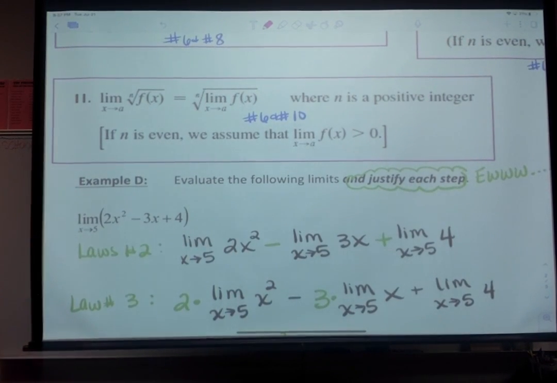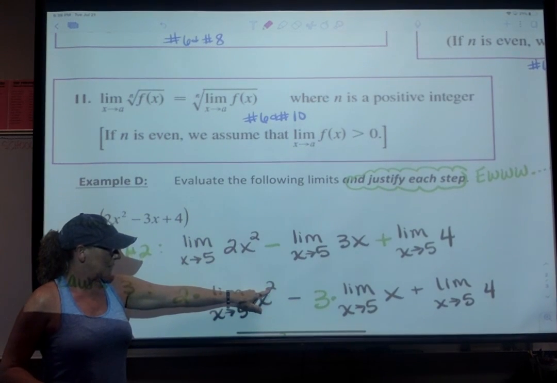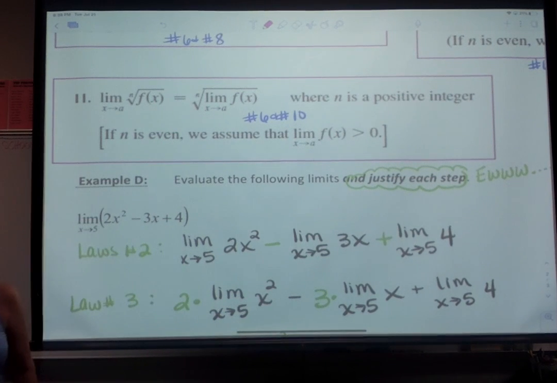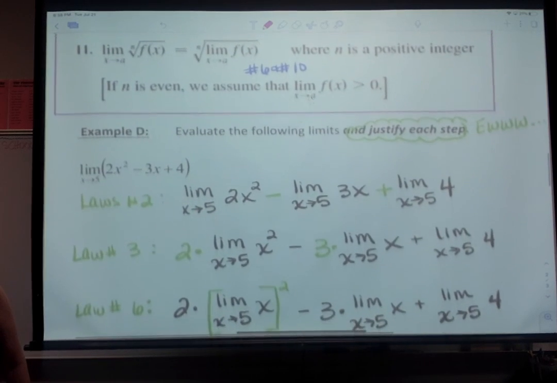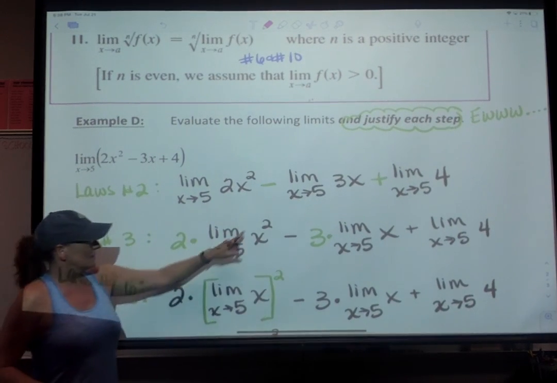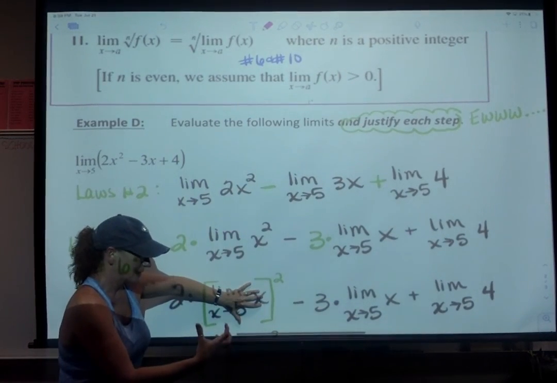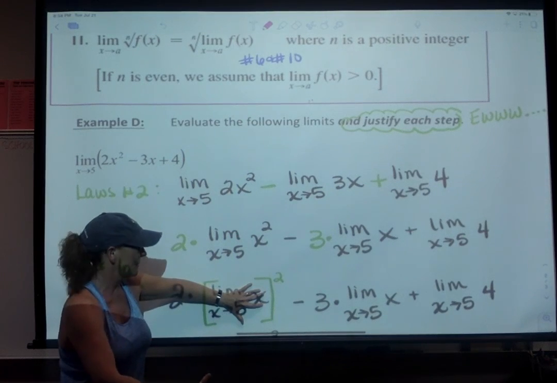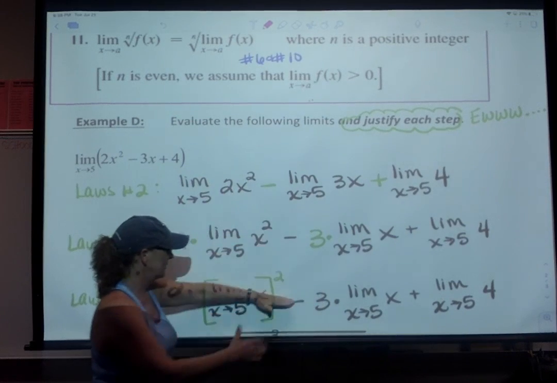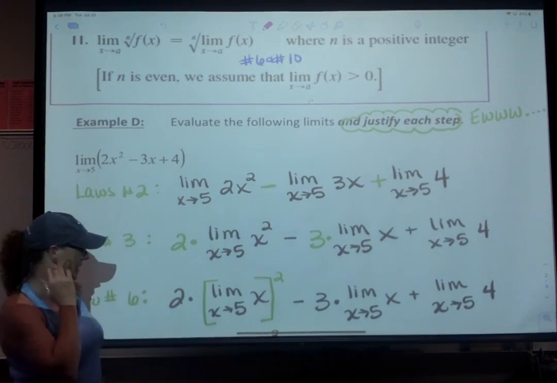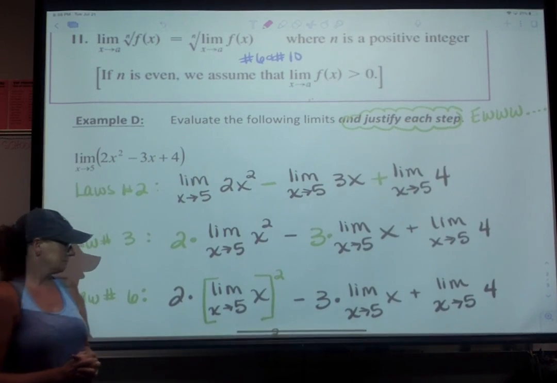And then, see this power here? There was something about a power. I think it was law 6. Yeah, it was law 6. That said, is this in your way? Don't worry about it. Do your limit on just plain x. Once you get the answer to that limit, then you can square it. Okay, so everything stayed the same from here to here, except right here I used law number 6. Okay? Now, we are going to actually start evaluating.